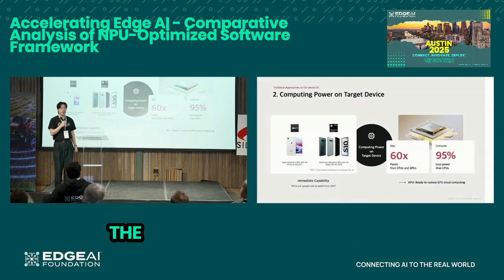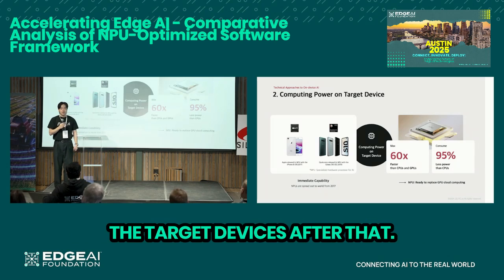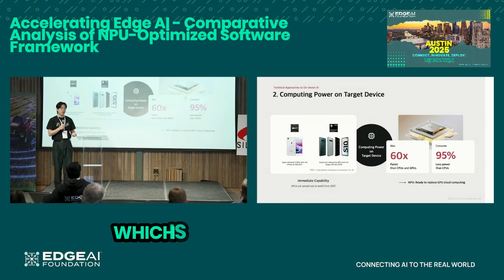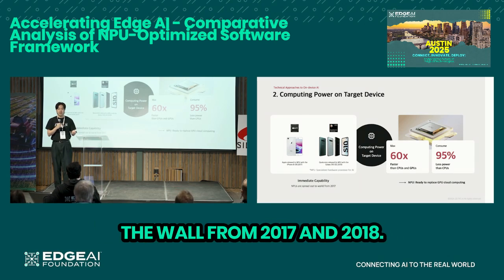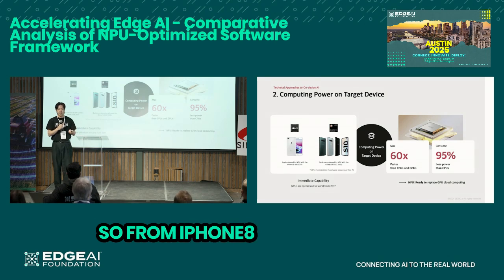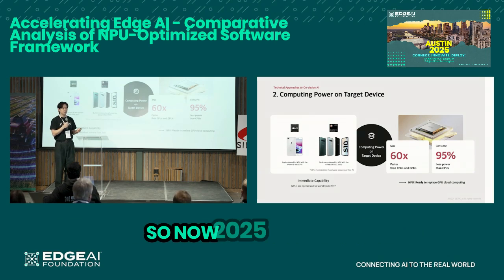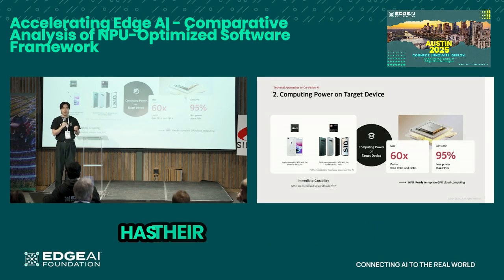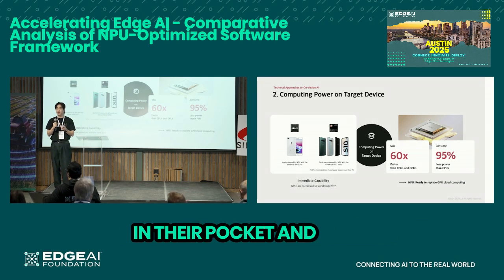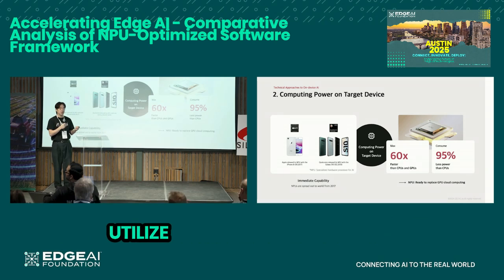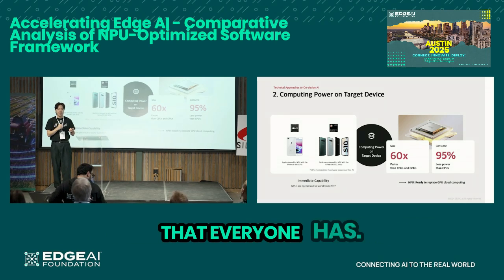And let's think about the target devices after that. There is the MPU, which is an AI target processor unit, and it was released to the world in 2017 and 2018. From the iPhone 8 and Galaxy S10, MPUs have been in the hands of actual users. So now, in 2025, everyone has their own AI processor in their pocket and palm. We are trying to utilize the MPU that everyone has.